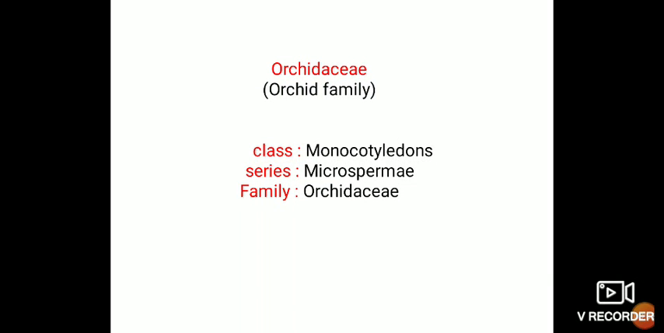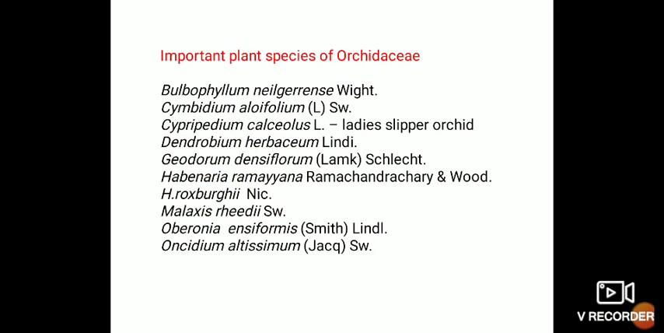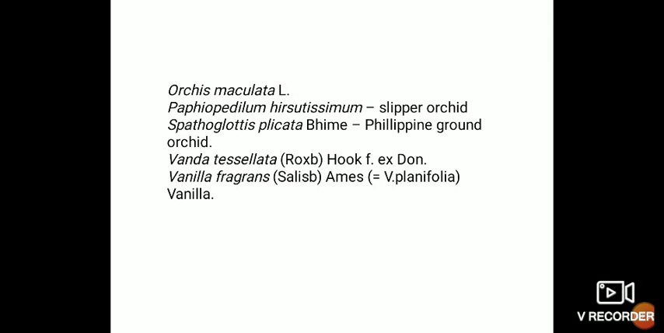This is the Orchidaceae family, the orchid family. According to the Bentham and Hooker system of classification, class Monocotyledonae, series Microspermae, family Orchidaceae. Some of the plant species which belong to this family are Bulbophyllum nigrans, Cymbidium aloifolium, Cypripedium calceolus, Dendrobium herbaceum, Geodorum densifolium, Habenaria ramayana, Habenaria roxburghii, Malaxis rheedii, Oberonia ensiformis, Oncidium altissimum, Orchis maculata, Paphiopedilum hirsutissimum, Spathoglottis plicata, Vanda tessellata, and Vanilla fragrans.